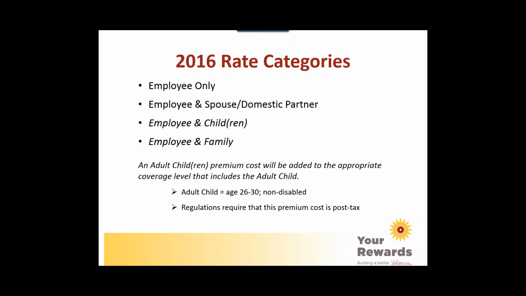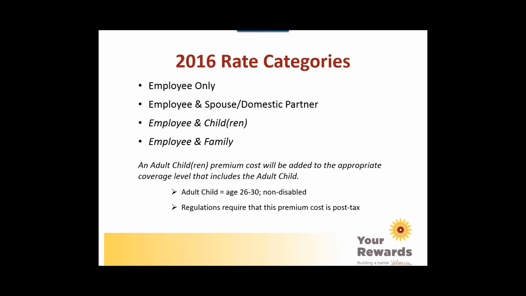In 2016, we're actually collapsing those children levels. So now it no longer matters if you've got 1 child or 10 children on the employee and children category. You'll all be paying the same price. The same with family. There's no differentiation, again, with the number of children that you do have.